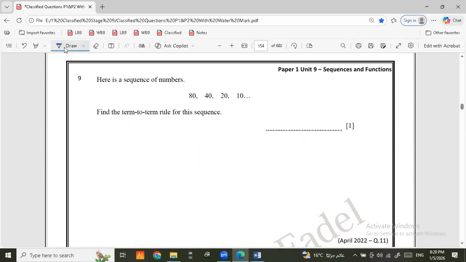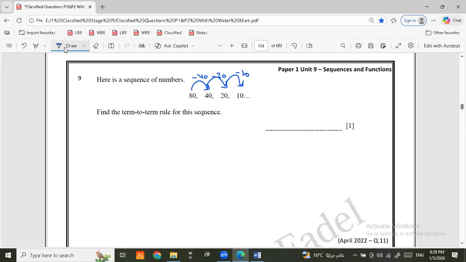Here is a sequence of numbers: 80, 40, 20, 10. Find the term-to-term rule for this sequence. You're minusing every time what? I minus 40 here, then I minus 20, then I minus 10. Right? Yes. But mister, it's not working this way. Subtraction and addition are not working.